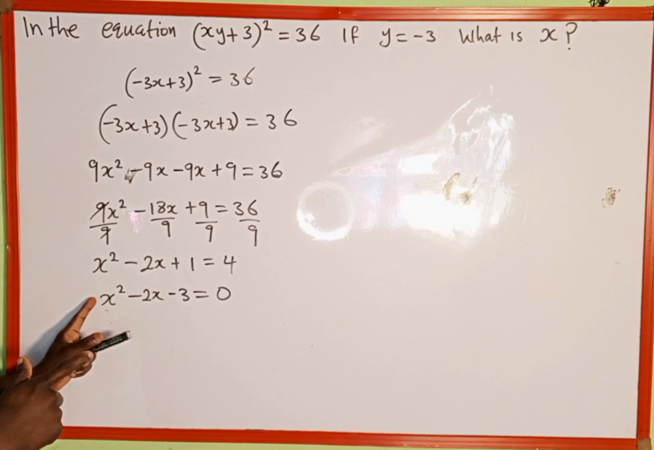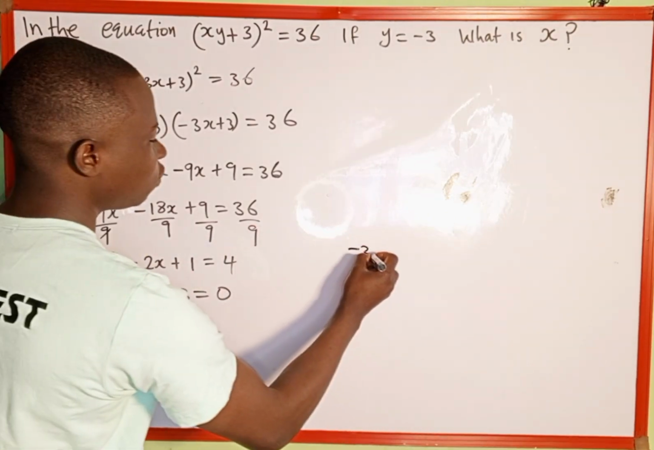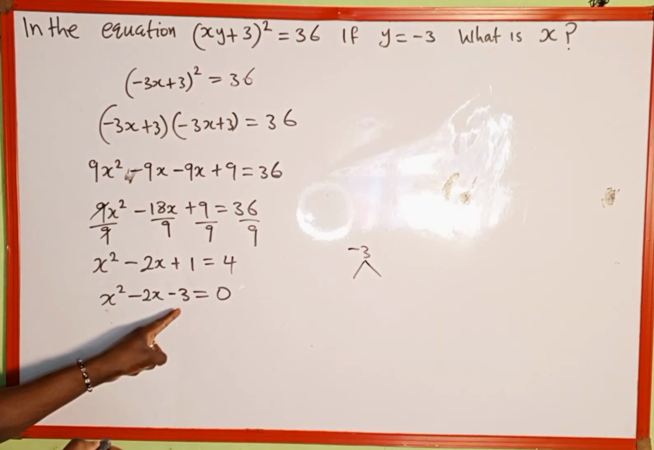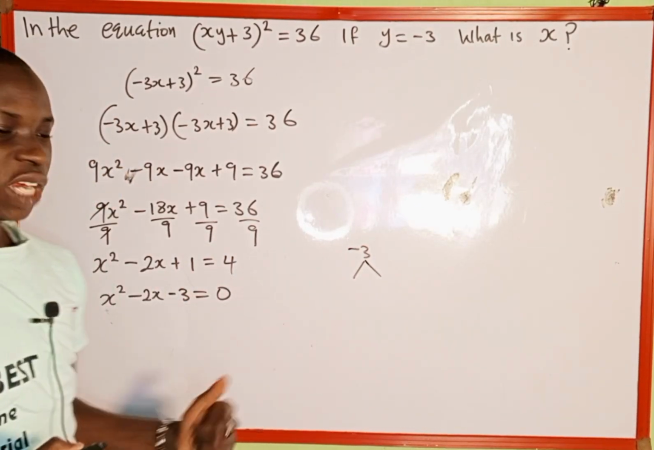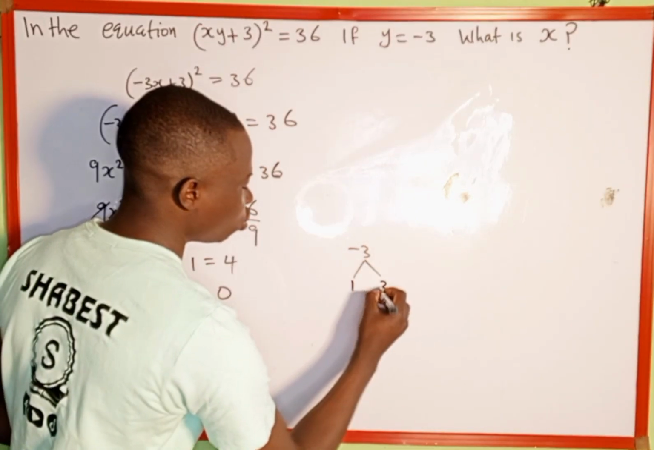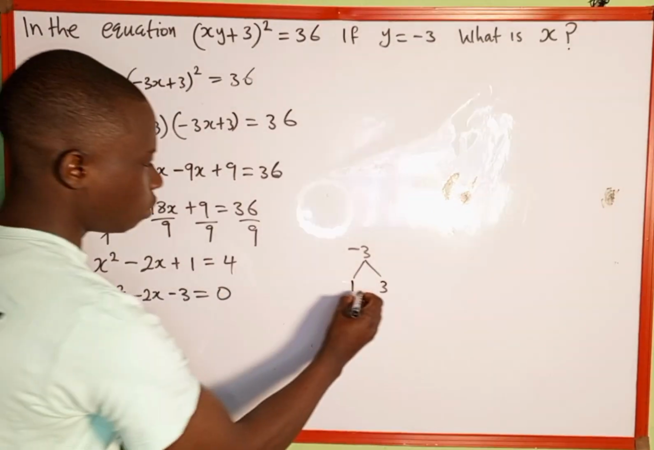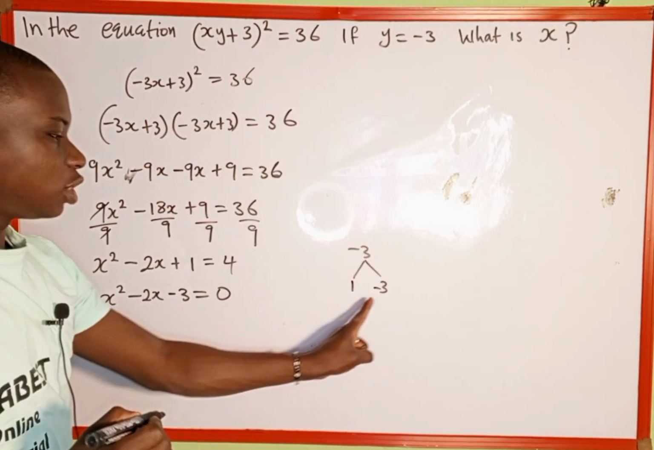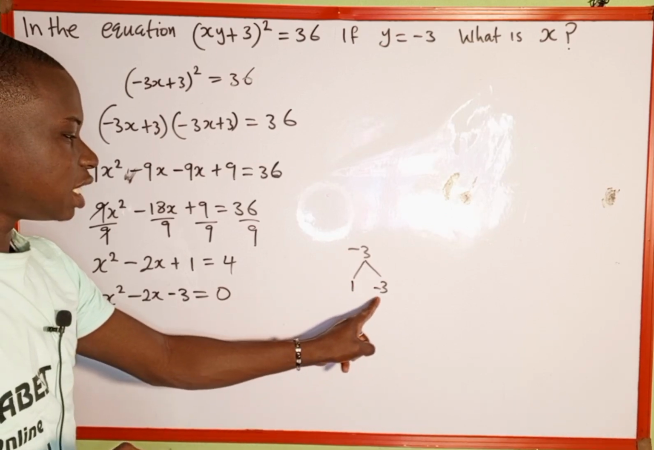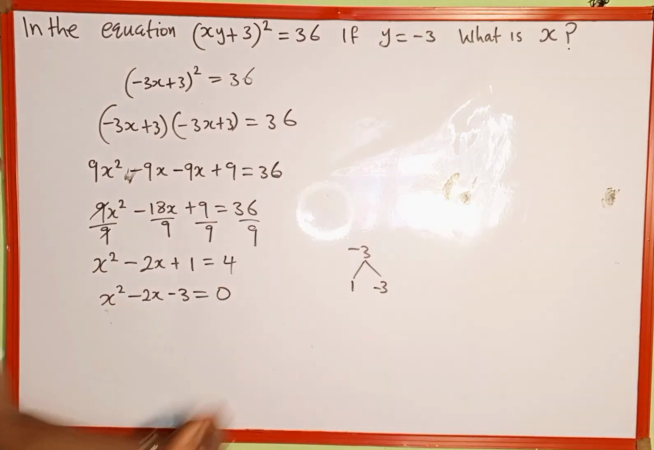And since the leading coefficient here is 1, we are going to consider this constant, which is negative 3. Then we look for 2 factors of negative 3 that, when we multiply, we get negative 3, and when we add, we get this middle coefficient, negative 2. So we are going to use 1 and 3. 1 multiplied by 3 is 3, but we are looking for negative 3, so we add a negative here. 1 multiplied by negative 3 gives us negative 3. Then 1 plus negative 3 gives us negative 2. So these are the 2 factors of negative 3 we're going to use.